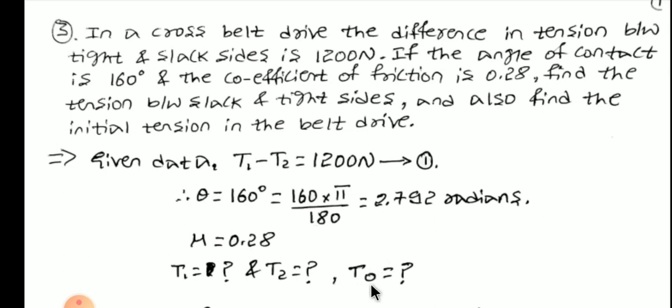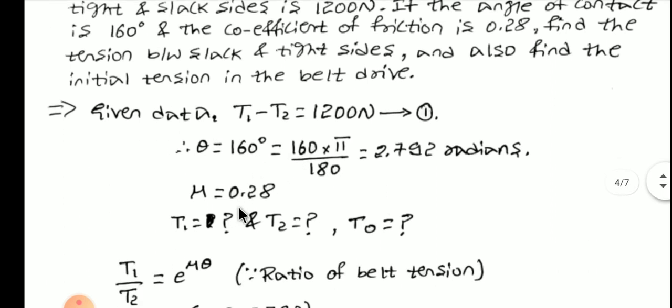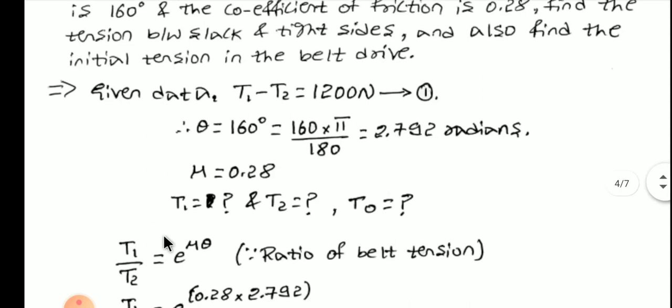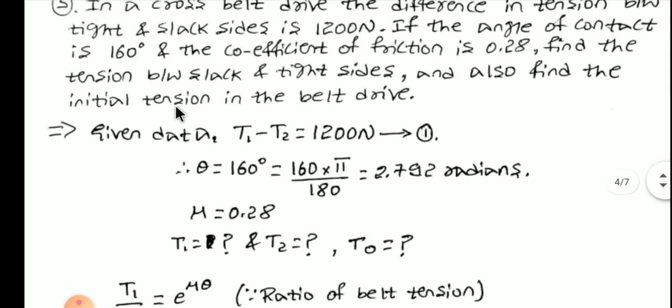First we will calculate T1 and T2. From the ratio of belt tension, we know the formula. I derived this relationship in the previous lecture. You can go through that. T1 by T2 is equal to e raised to mu theta. In this case, the angle theta should be in radians, but from the given data, theta is in degree. It has to be converted into radians. For that reason, you need to multiply by pi by 180, then it will be converted into radians.